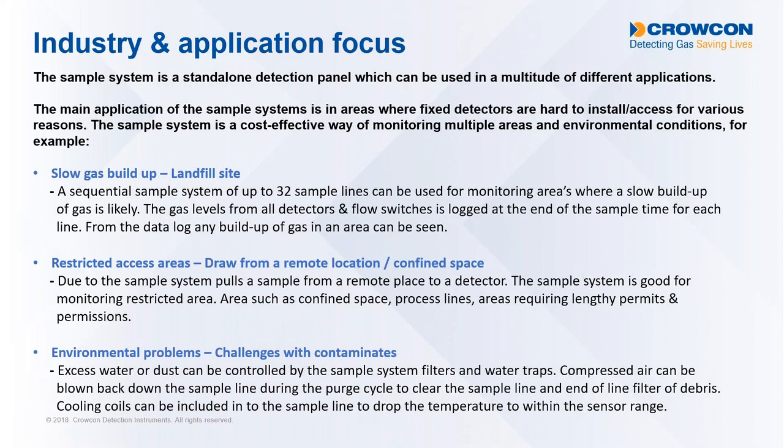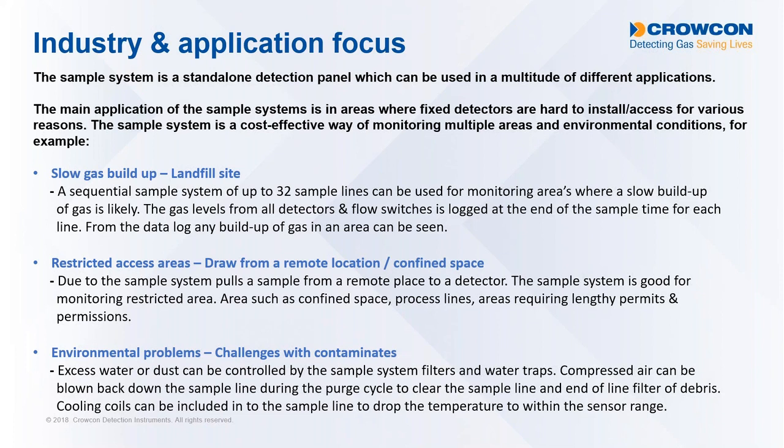So the gas levels from all the detectors and the flow switches are logged at the end of the sample time for each line. And from the data log, which is logged in the sample system, any buildup of gas in that certain area across those up to 32 lines can be seen individually.